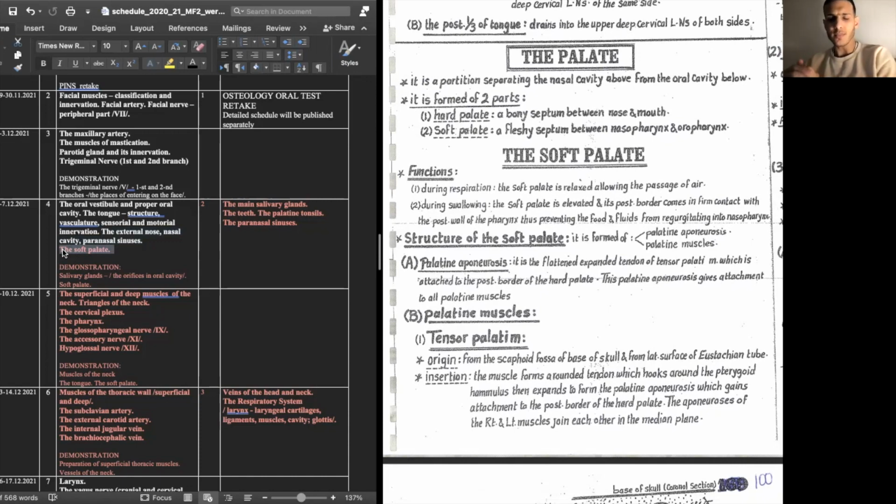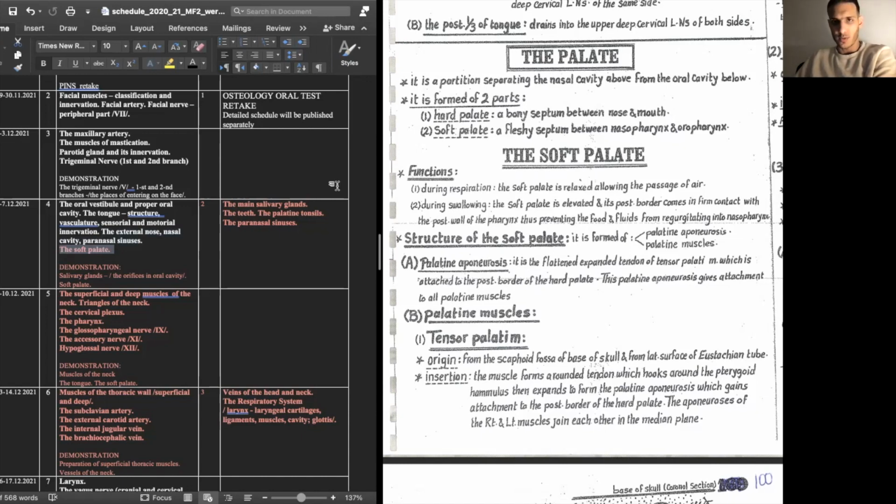Okay, now soft palate. What you need to know is that the soft palate exists between the hard palate, so anteriorly to posteriorly you have the hard palate, the palatine aponeurosis, and then the soft palate, and then finally comes the uvula. And after that, that's the end of the soft palate. So you have the functions.